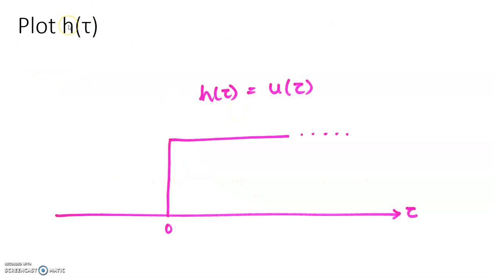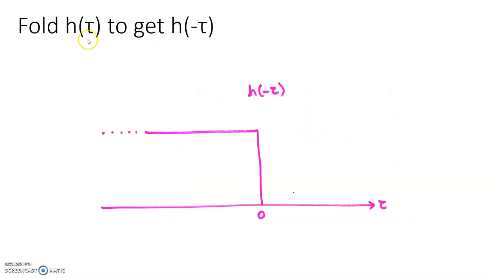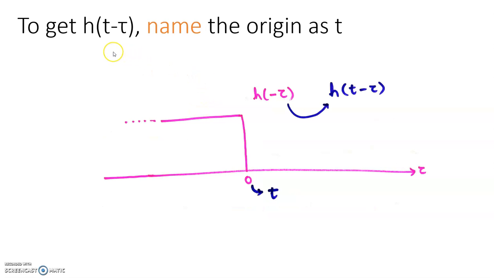Then you have to plot h of t minus tau. In order to plot h of t minus tau, the procedure is first plot h of tau. Here h of tau is a unit step signal, and that's what we have plotted here. Then fold the signal. Fold h of tau to get h of minus tau, where the signal looks like this. The next important thing is to get h of t minus tau. To get that, just call the origin point in your h of minus tau as t. So this signal now becomes h of t minus tau.